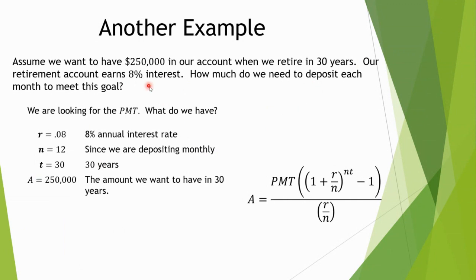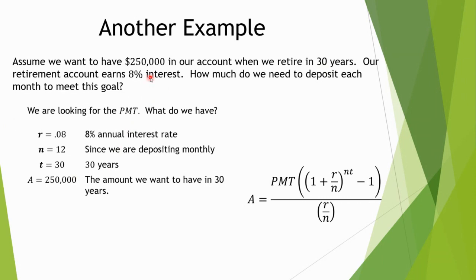Okay, so again, R is our annual interest rate as a decimal. So R is 0.08. And n is how many times it's compounded a year, which is the same as how many times we're making deposits. That's monthly, each month, and it's 12. T is 30, okay? It's going on for 30 years.